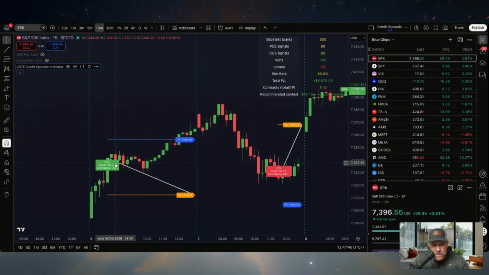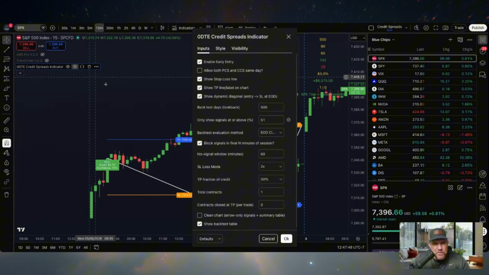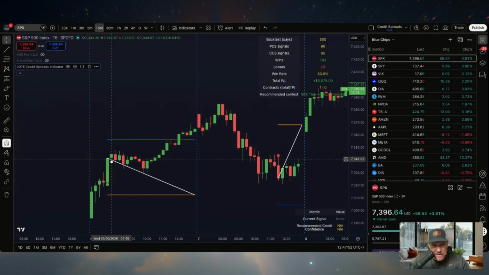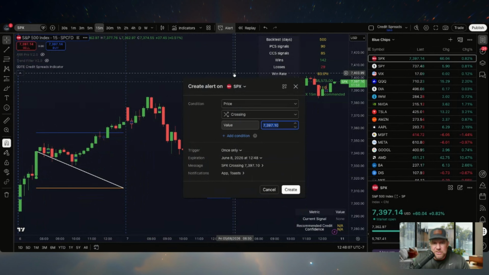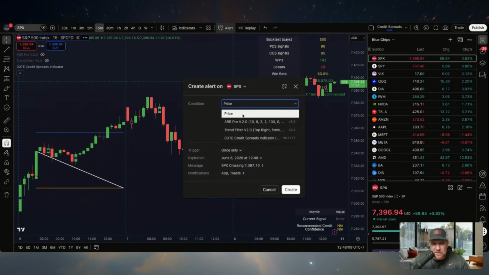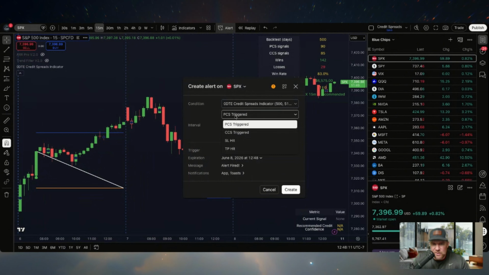As you can see throughout the day, I'll go to the clean chart so you can not see the label. You can see throughout the day it hits that line. So you can ask yourself, am I going to close out if a candle closes below this? It gives me an early heads up that it might be time to close out this position. And just like with all my indicators, you can set alerts on this. You can set alerts for credit spread taking profit or stop loss on either one.